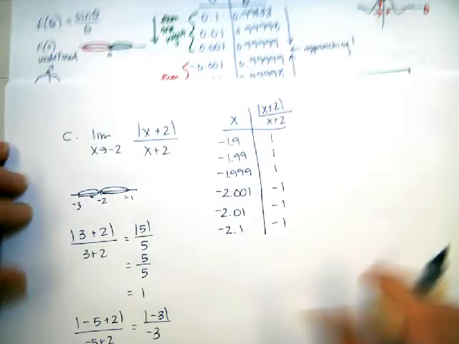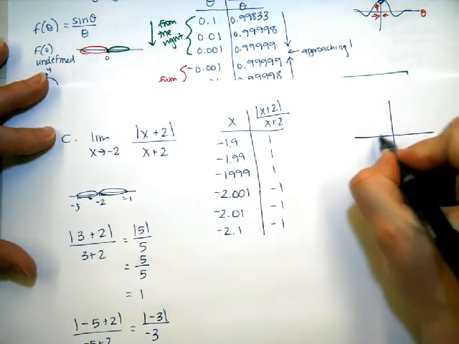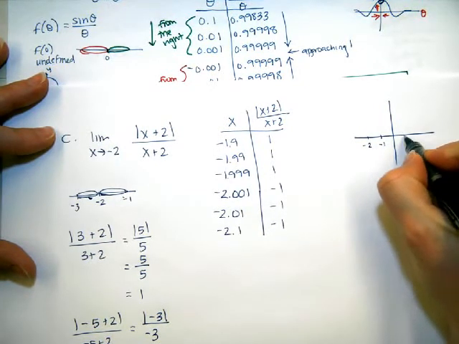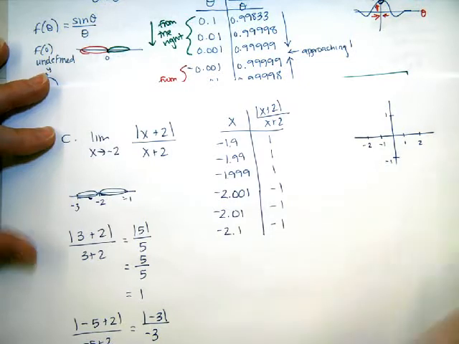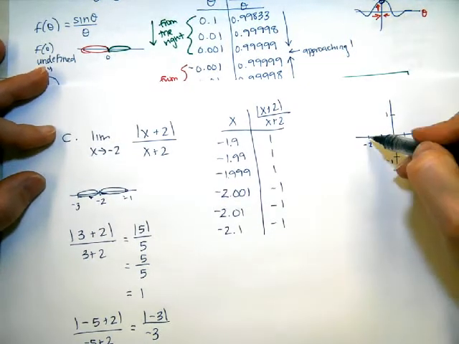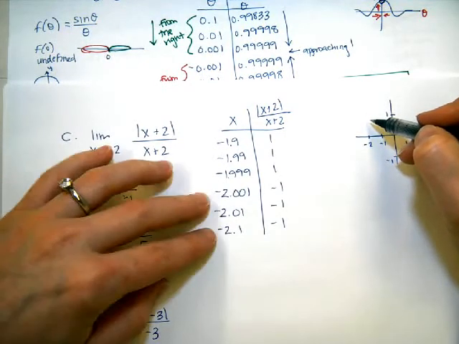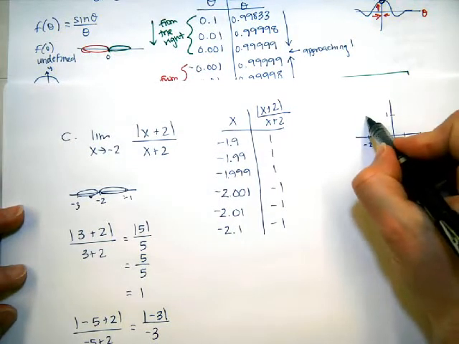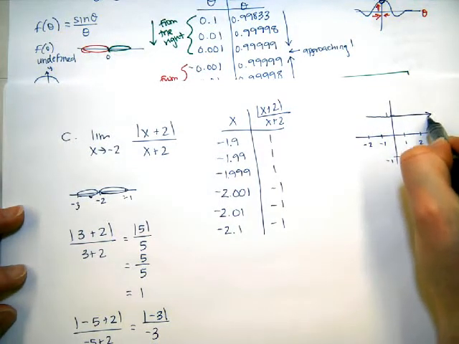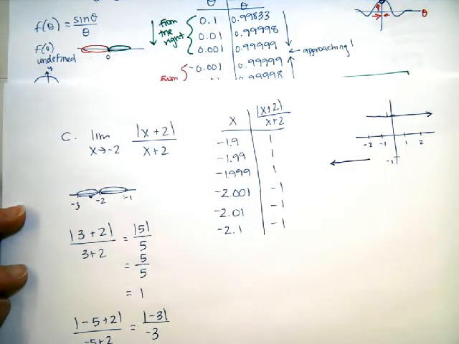So basically, if I were to graph this function, here's negative 2, going from negative 1 to 1. So let's see. If I go to the right of negative 2, I'm going to see a positive 1 everywhere. If I go to the left of negative 2, I'm going to see a negative 1 everywhere.